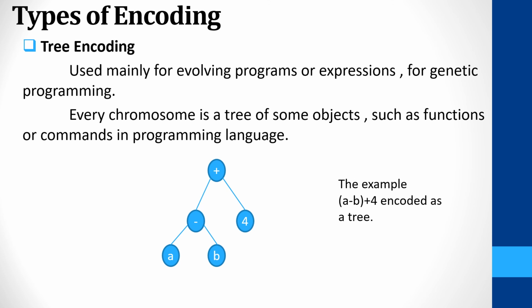Then the next type of encoding is tree encoding. Tree encoding is typically used to encode programs and expressions for genetic programming. This encoding is typically a tree of objects that are interconnected in a specific order. Frequently, the programming language Lisp is used as the representation, as programs in Lisp are easily represented as trees and hence easily parsed, and crossover or mutation operations are relatively easy to perform. The example on the left is the formula a minus b plus 4 encoded as a tree.